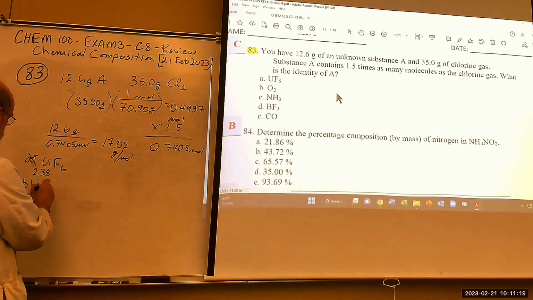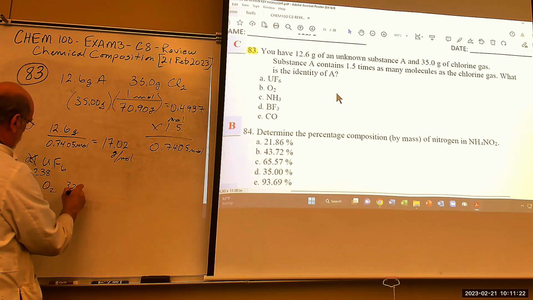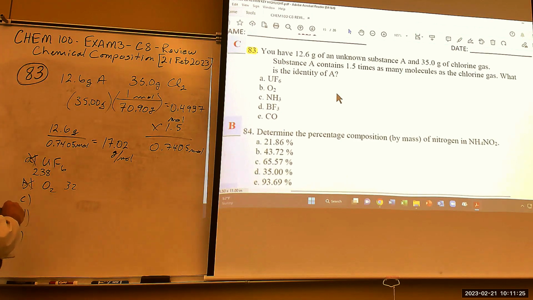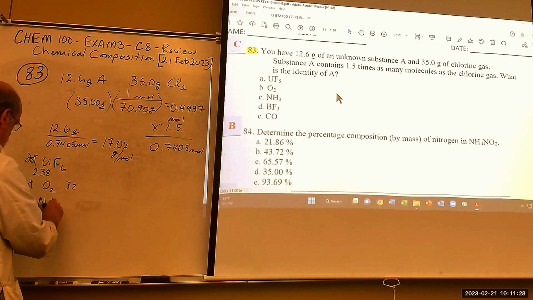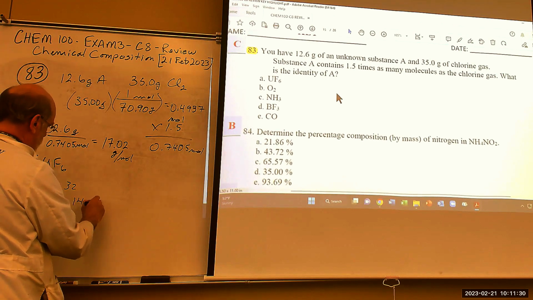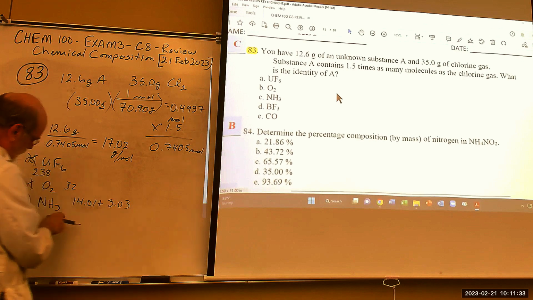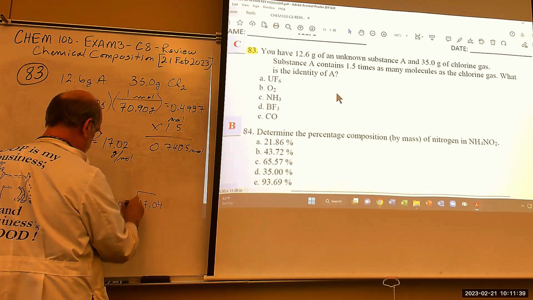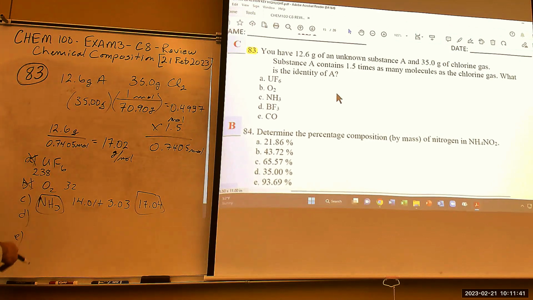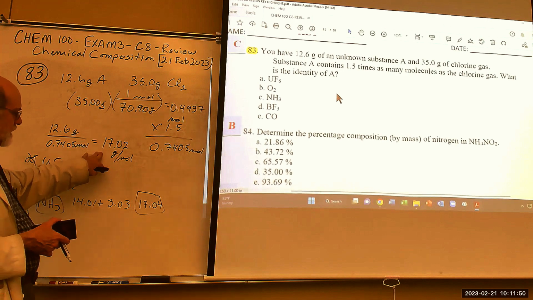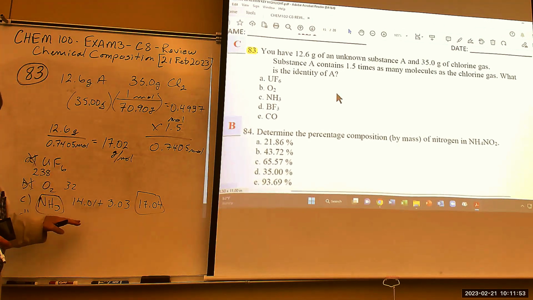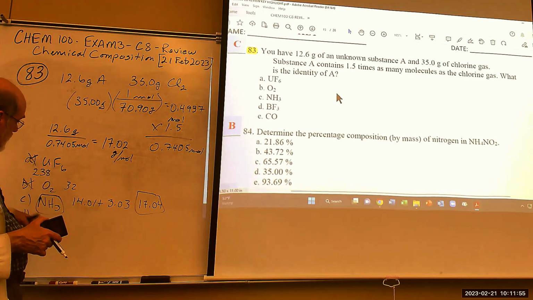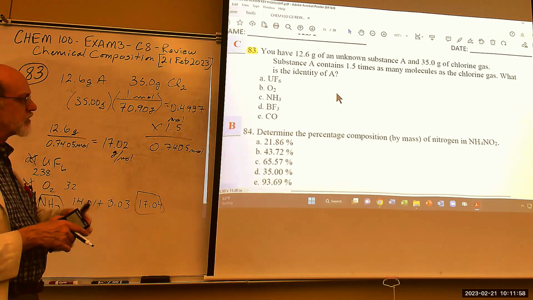How about the next one? Oxygen. Oxygen is 32 grams per mole. Right? So it can't be that one. Ammonia. Ammonia is 14.01 plus 3.03 for the hydrogens. That's about 17.04. There it is right there. Ammonia. That's the answer. We found the molar mass of the compound, and then we had to calculate or estimate the molar masses for our choices. And that's the only choice that works. We could do the other 2, but we found our answer.